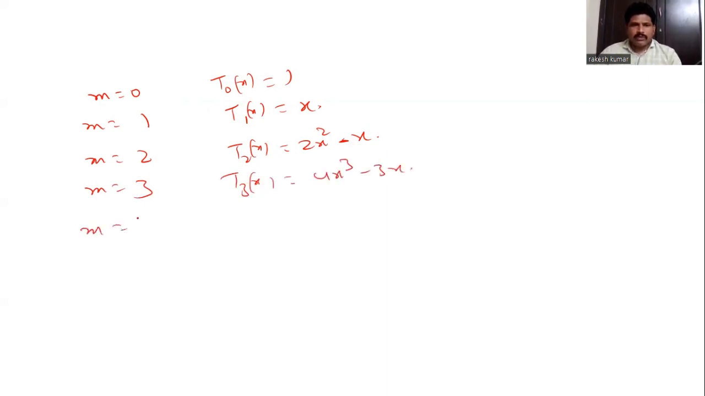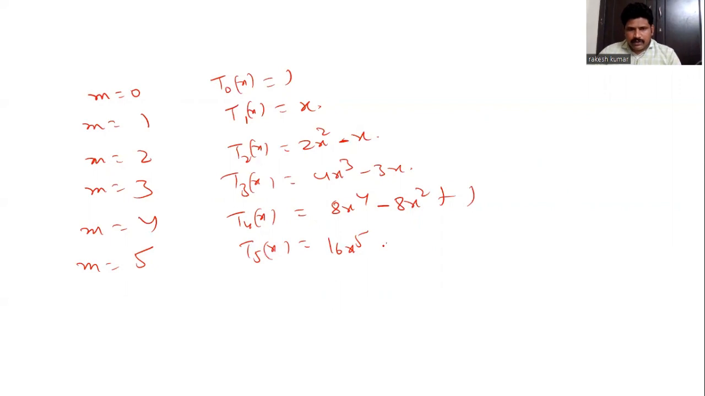For m is equal to 4, what is the value of T4 of x? This value is 8x power 4 minus 8x square plus 1. Similarly, for m is equal to 5, that is T5 of x is equal to 16x power 5 minus 20x cube plus 5x.